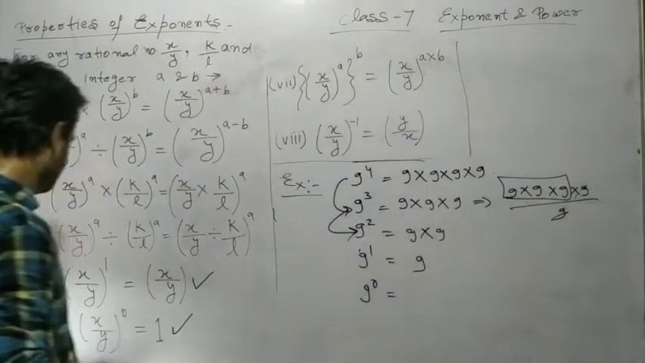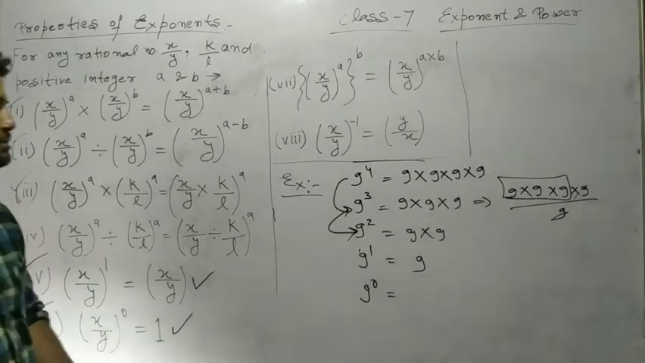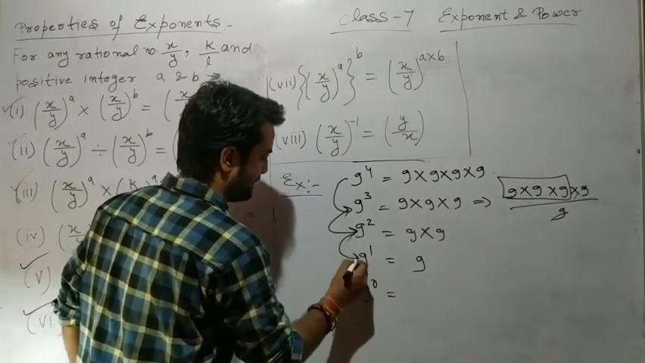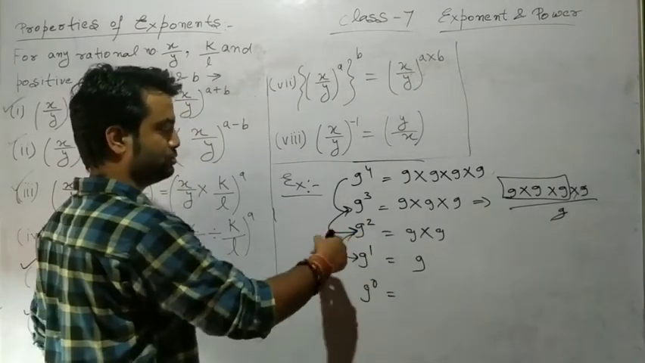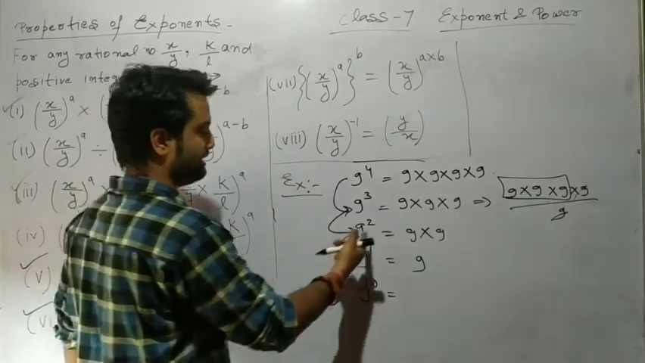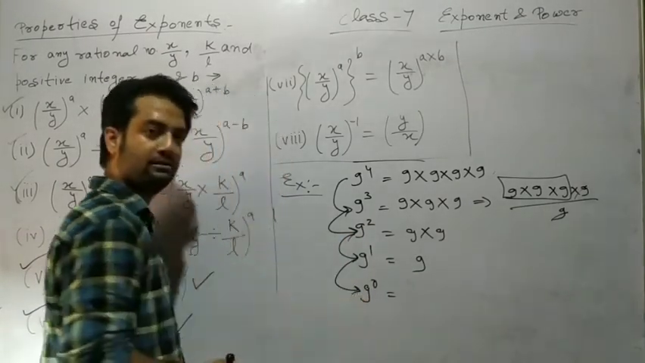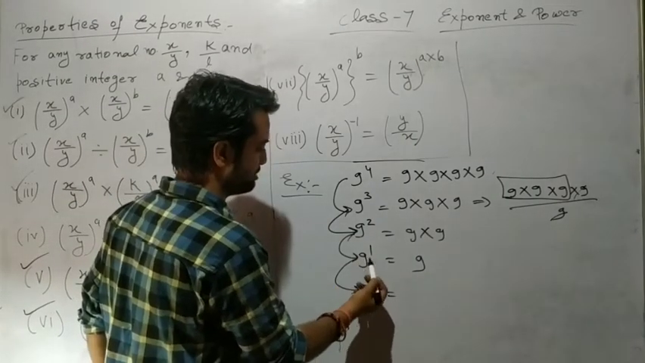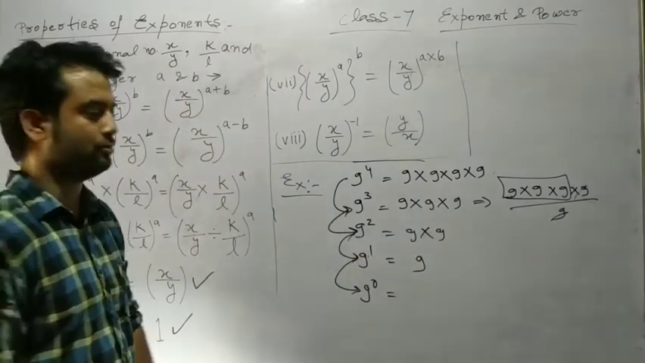Now let us prove the sixth one. Any rational number raised to the power 0 is 1. As you know, in going from 9 to the power 3 to 9 to the power 2 to 9 to the power 1, we divided by 9. Again we will divide it by 9 if we want to change it from 9 raised to the power 1 to 9 raised to the power 0.